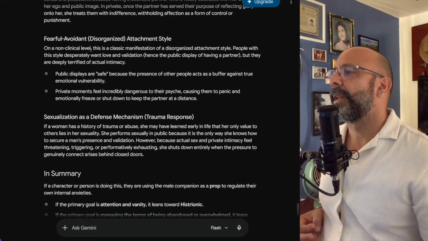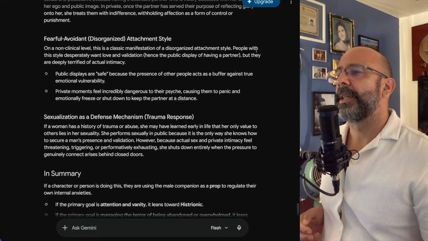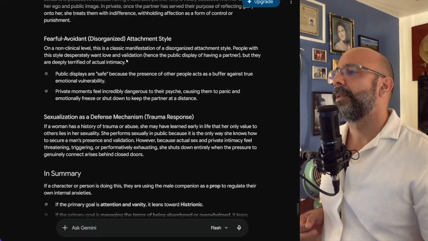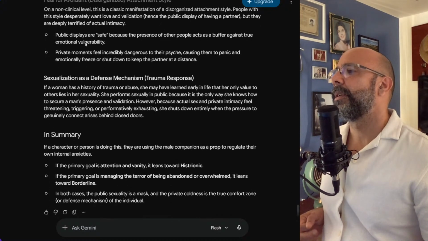Fearful avoidant. This is a non-clinical level. This is a classic manifestation of disorganized attachment style. They want love and validation, but they are deeply terrified of actual intimacy. Public displays are safe. Private moments feel incredibly dangerous, causing them to panic and emotionally freeze or shut down to keep the partner at a distance.